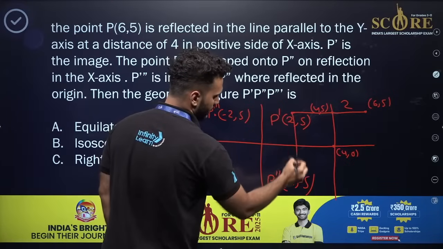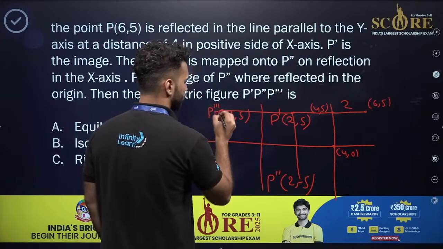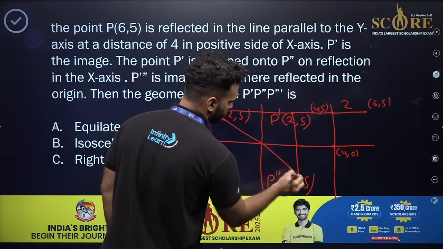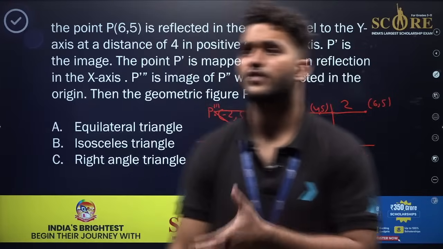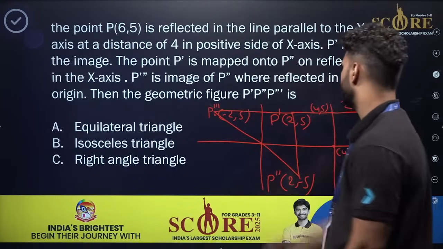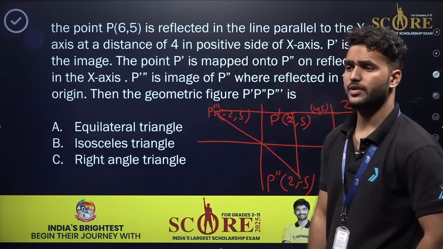Now if I join them, what will I get? Can you guys tell me what kind of triangle this is? Can I say this will be 90 degrees for sure?